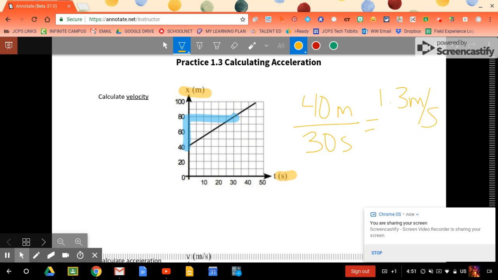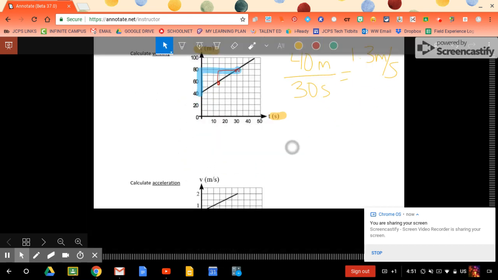You can honestly pick any 2 points. Those are just the 2 points I picked because I know earlier I picked another set of points. So if you wanted to pick this point, it's right here and right here, you can find the slope and you can find the rise over the run, so your distance over your time, and you're going to get the exact same answer. Okay, now moving on to acceleration.